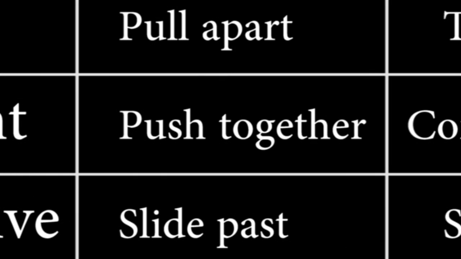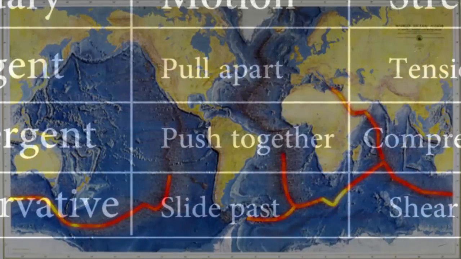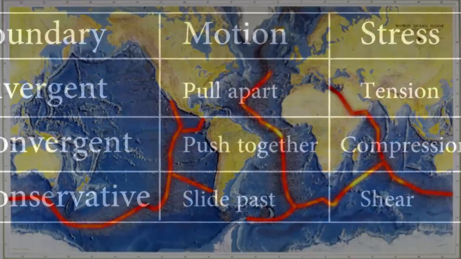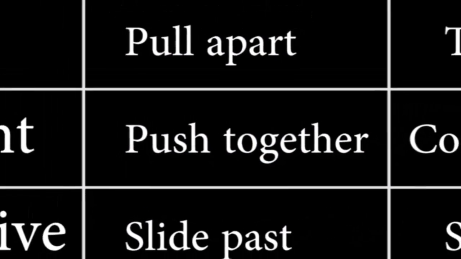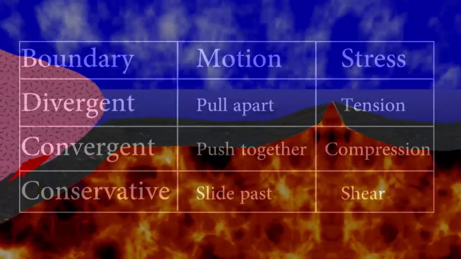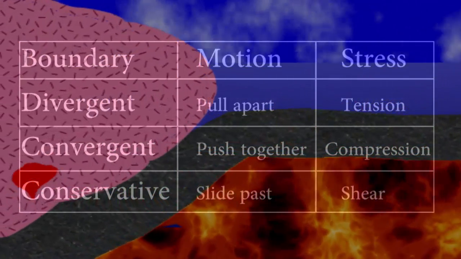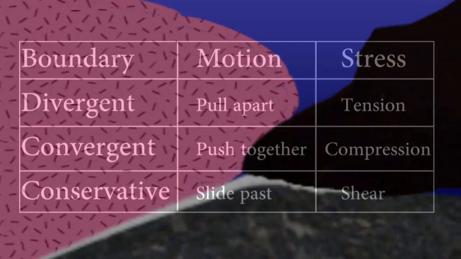To start, you can think of three basic movements that two plates can have relative to each other. We could pull the plates apart, in which case we call the jagged line between the plates a divergent boundary. We could push the plates together, in which case we call it a convergent boundary. With convergent boundaries, we will have to be more specific as to what type of lithosphere, ocean or continental, is running into what other type of lithosphere.